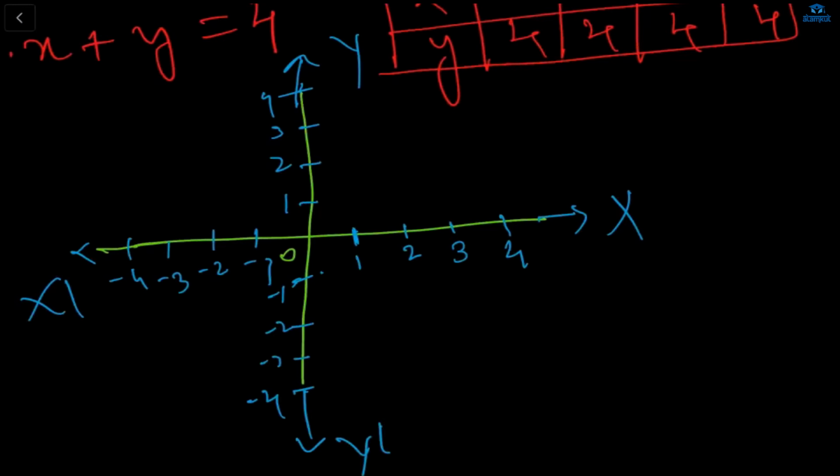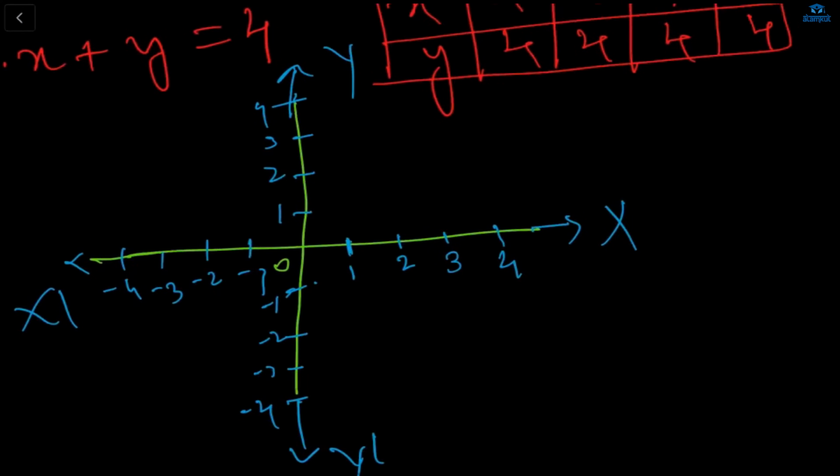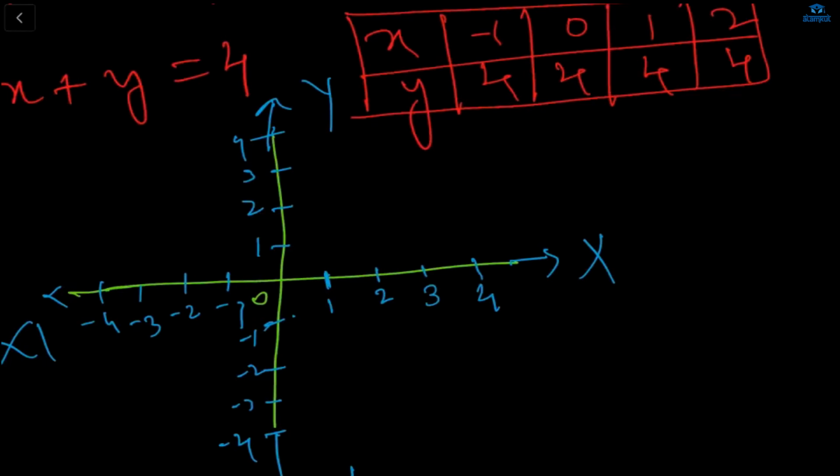Always write all the things whenever you are plotting the points. So y will always be 4. But this value of 1, you can say -1, it will be somewhat here. Use a different color, somewhat here. Now 0, 4, it will be here. 1, 4, it will be here, and 2, 4, it will be a line parallel to the x-axis.